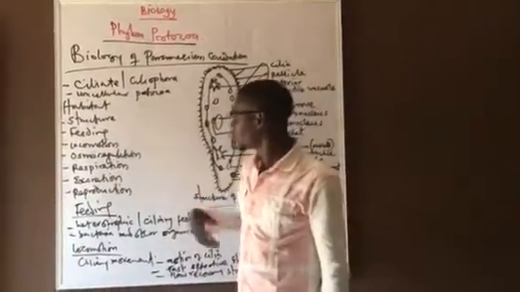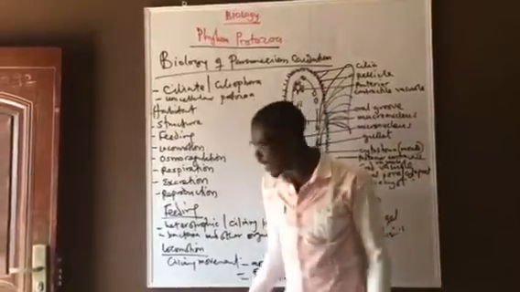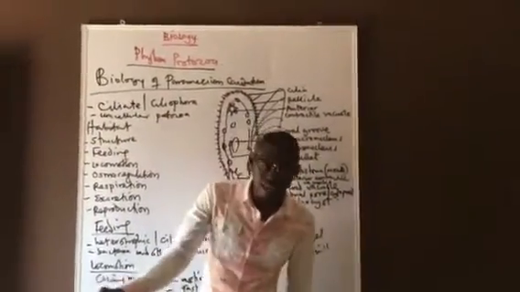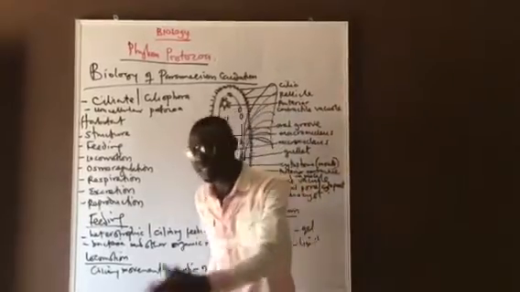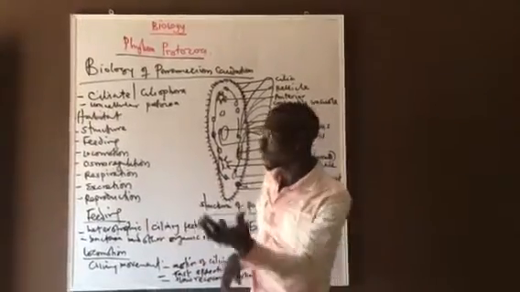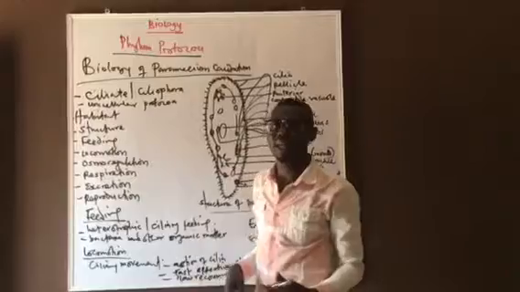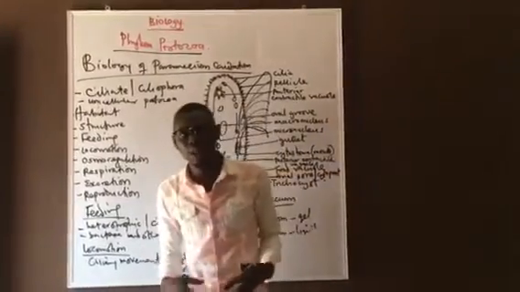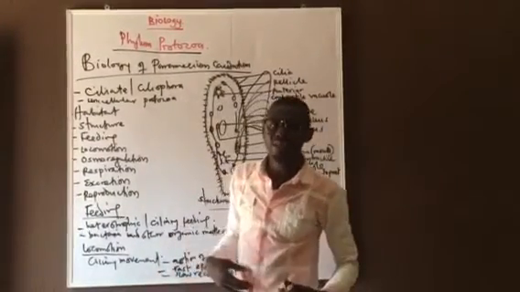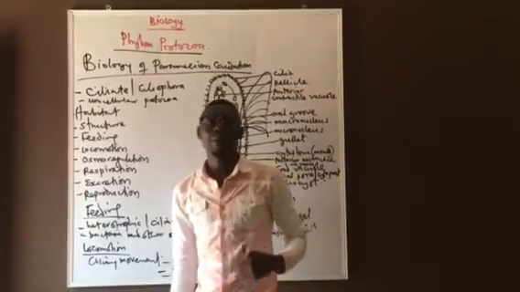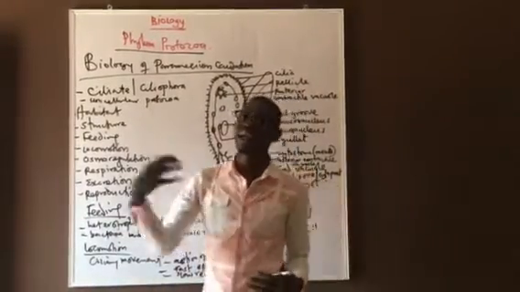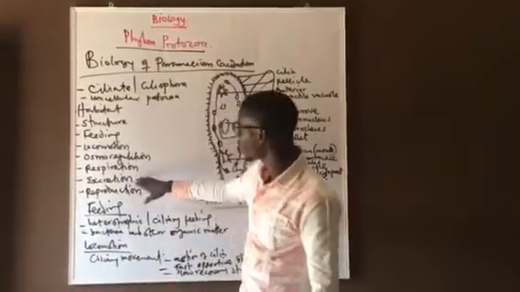Then we move to respiration. Respiration is the exchange of gases from the inside to the outside. This is done by simple diffusion. So gases from inside will leave and gas from the environment will also enter. Oxygen enters into the body as a result of simple diffusion, and carbon dioxide leaves the body. Then we also have excretion.